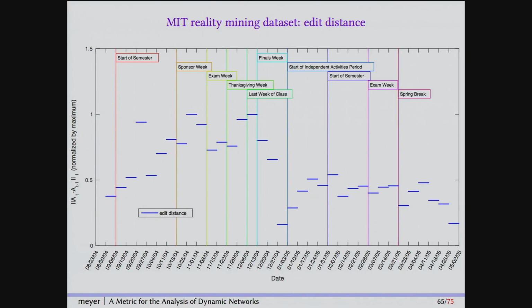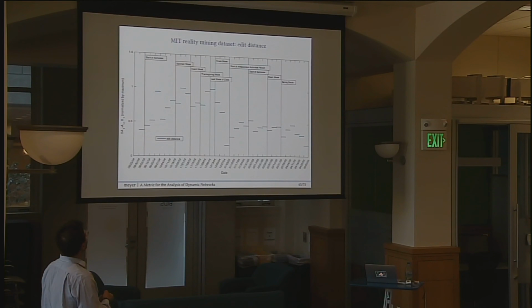If you look at the edit distance, you get something that is not at all as informative. For instance, the spring break changes are not at all obvious here. There are clearly some changes here, but the final week is not more indicative of the social interaction between the faculty and the grad students. So we claim that this edit distance is not as predictive, or reveals less information about the dynamics on the graph. I'll probably stop here and take any questions that you may have. Thank you so much for your attention.